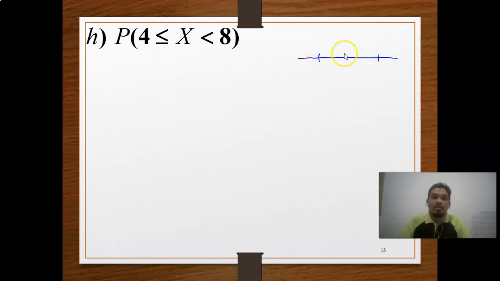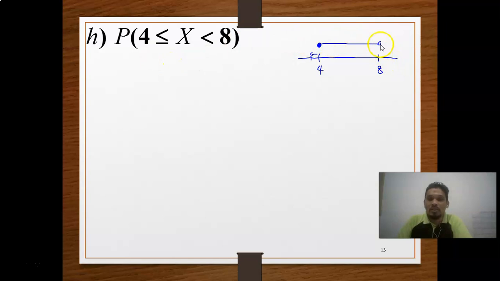Now we look into the question where just one side has an equal sign, and the other side has no equal sign. Including 4 and does not include 8. So let's begin with 4 here. 4 is part of it, x equal to 4. So we take 0.5 step to the left, then we move to the right.